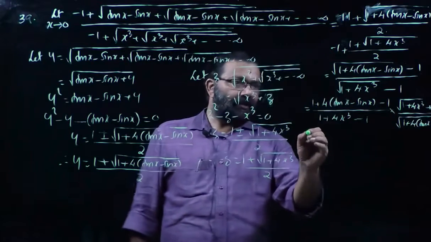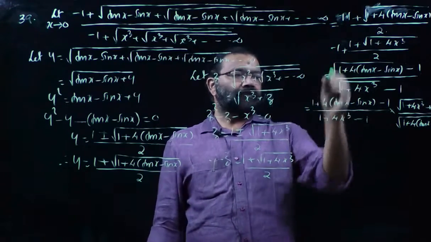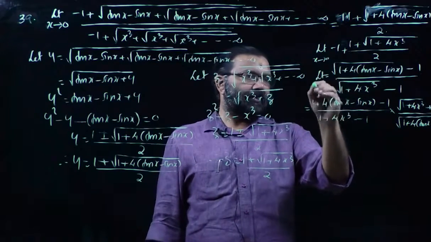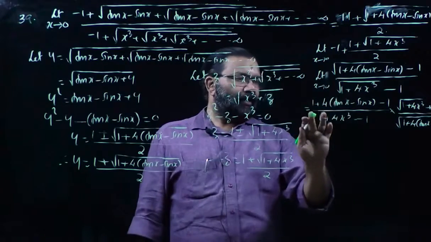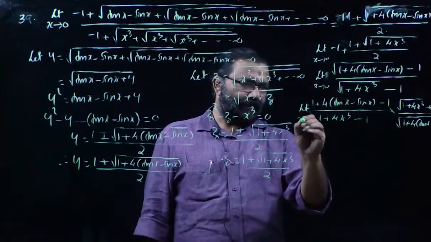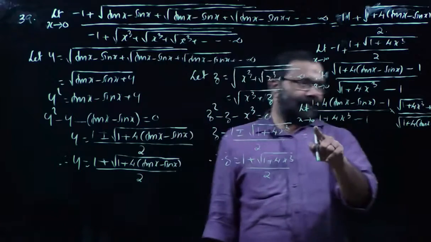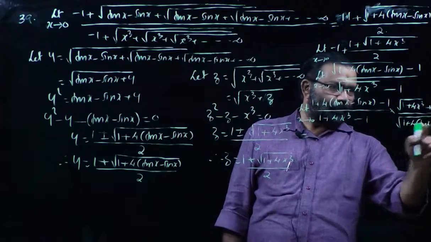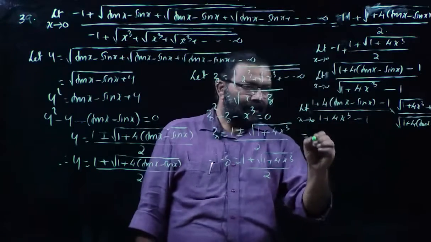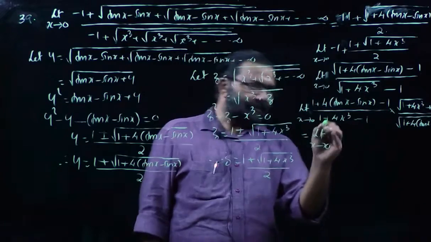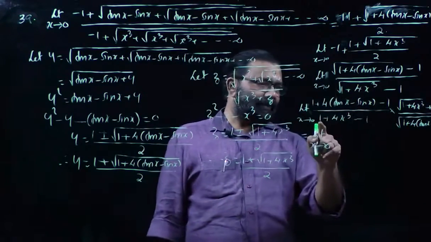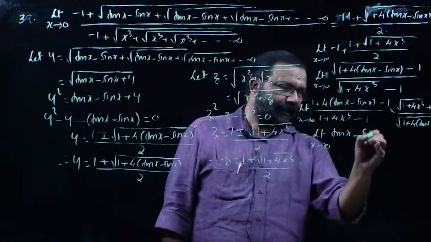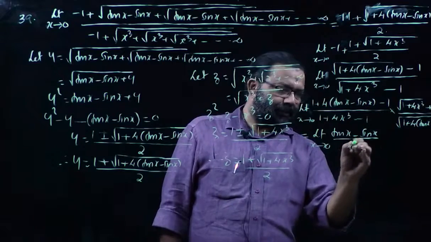Now this becomes limit x tends to 0. Here also limit x tends to 0. Here also limit x tends to 0. So as x tends to 0, 4x cube is 0, 1 plus 1, 2. This term is 0, 1 plus 1, 2. This gets cancelled. What remains is limit x tends to 0. 1 minus 1 gets cancelled, 1 minus 1 gets cancelled, 4 gets cancelled. Tan x minus sin x by x cube.